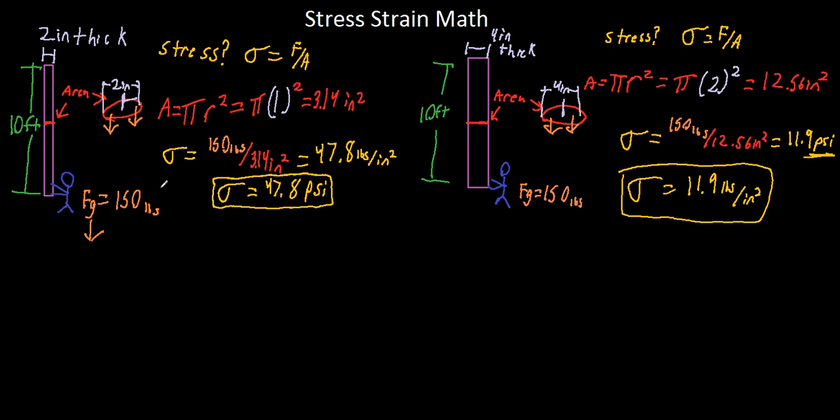So now that we've looked at stress, let's go ahead and take a look at strain. So let's say this 2-inch cable, while Anderson was hanging on it, let's say it stretched a little bit. Let's say it elongated. So the elongation or the stretch, let's say that equals 1/4 inch, so 0.25 inches. And so what does that look like?